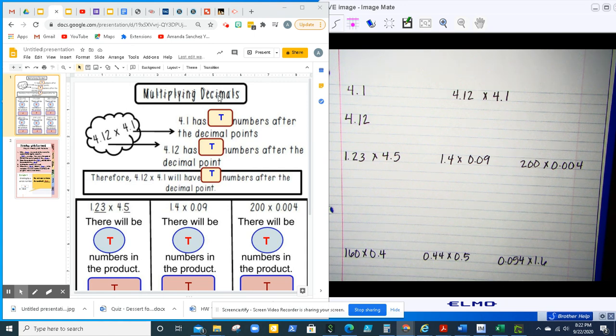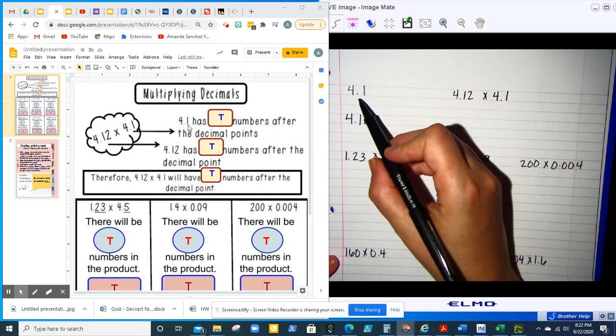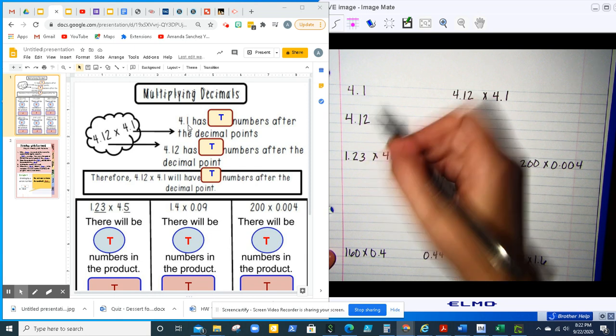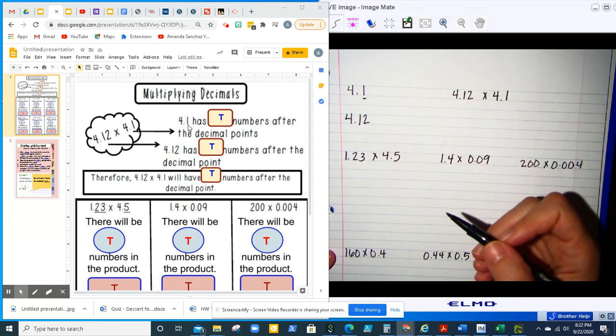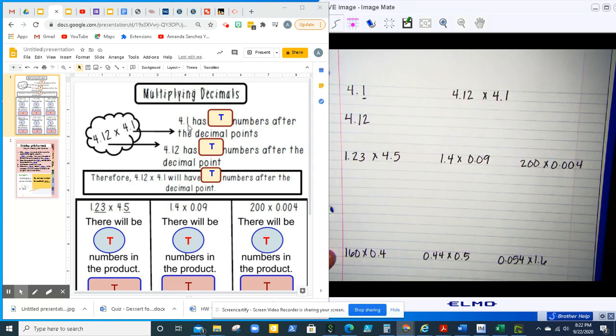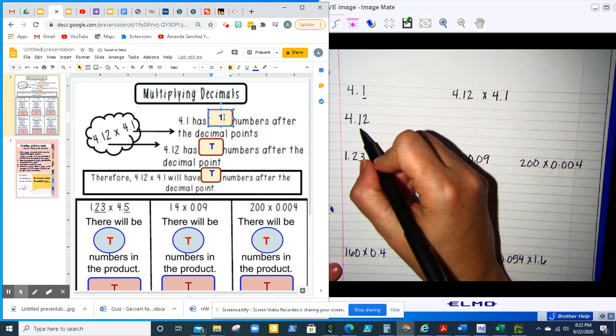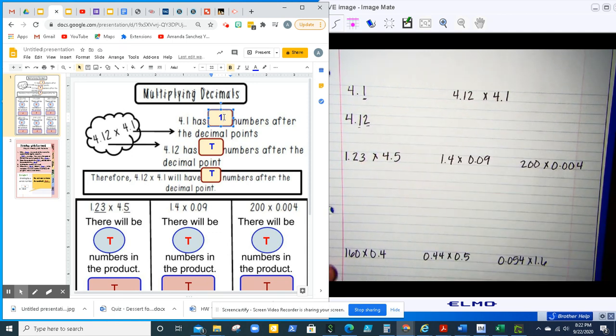So a quick review, starting with this first one right here, 4.1 or 4 and 1/10 has one decimal place after the decimal. So any text box that has a T, you can edit it and just put your values in there. 4 and 12 hundredths has two values behind it.